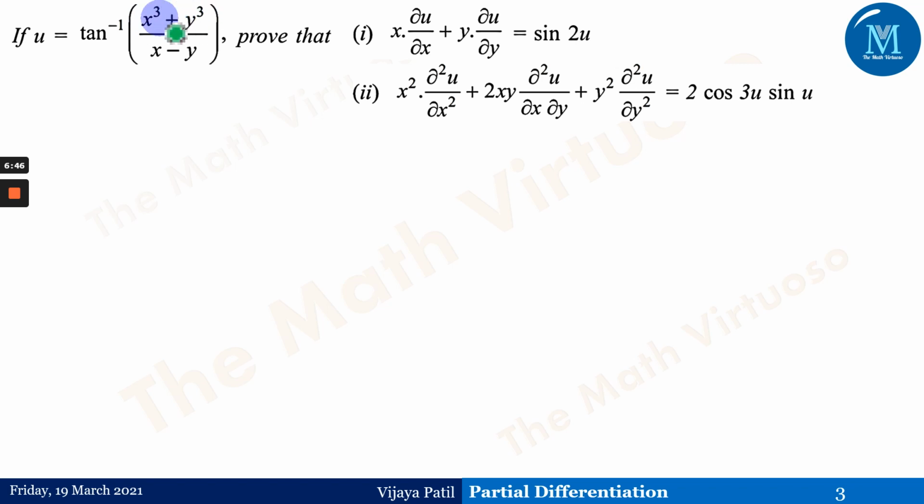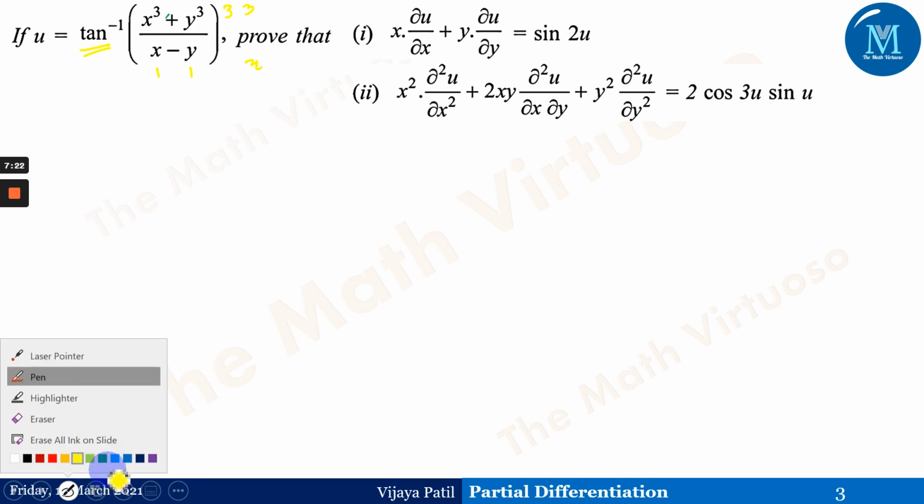In the numerator, the degree of the first term is 3, and the second term is also 3. So x³ has degree 3, and y³ is also degree 3. So in the numerator we have degree 3. In the denominator we have degree 1 and 1. So the degree in the numerator is 3 and the degree in the denominator is 1, and because of this tan inverse, we are not in a position to write this as equal to some x to the power.